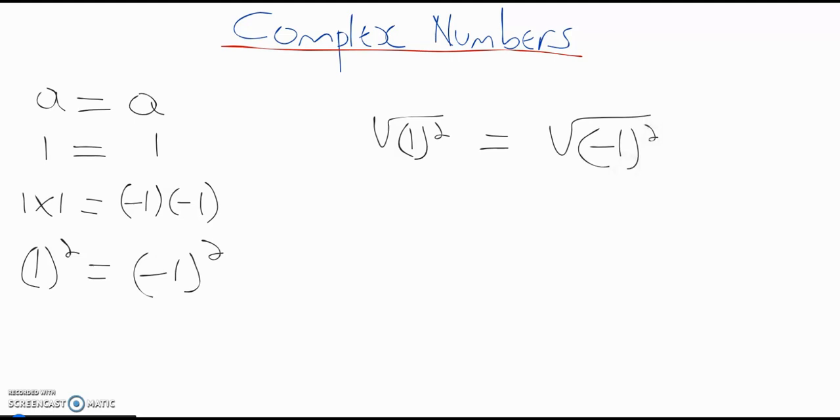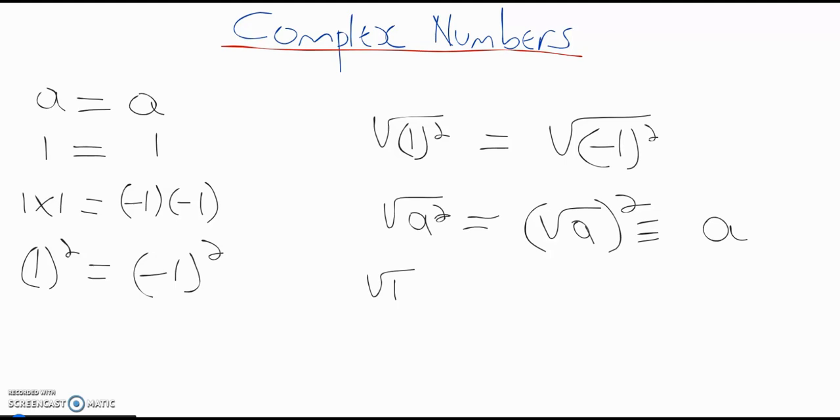Now, by laws of surds, we can actually say that the square root of a squared is equivalent to the root of a all squared, which we normally say is also equivalent to a. So, looking at the left-hand side, the square root of 1 squared could be written as the square root of 1 all squared, and I could also write the right-hand side as the square root of -1 all squared.